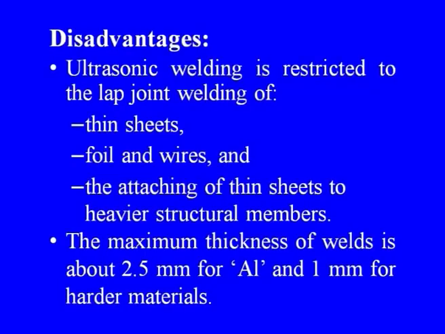Now, let us identify a few disadvantages of this process. Ultrasonic welding is restricted to the lap joint welding of thin sheets, foil and wires, and the attaching of thin sheets to heavier structural members. The maximum thickness of weld is about 2.5 millimeter for aluminum and about 1 millimeter for harder materials.